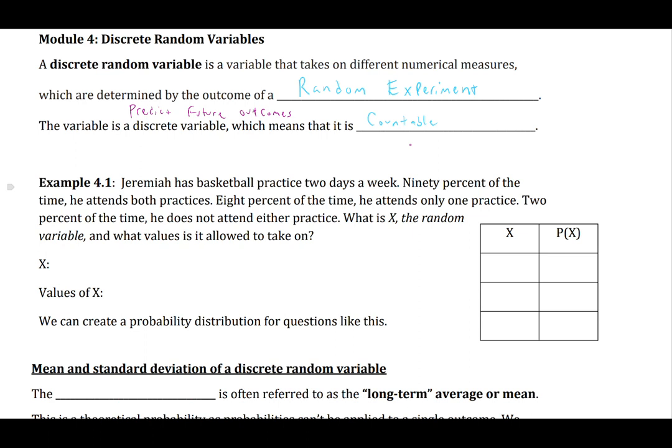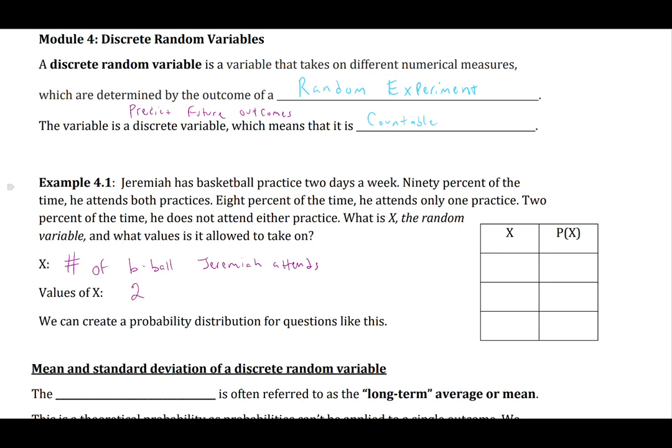There's an example here. It says Jeremiah has basketball practice 2 days a week. 90% of the time he attends both practices. 8% of the time he attends only one practice, and 2% of the time he does not attend either practice. We are asked to find x, which is the random variable, and then determine the values that x can take on. So the variable x is the number of basketball practices Jeremiah attends in 1 week.